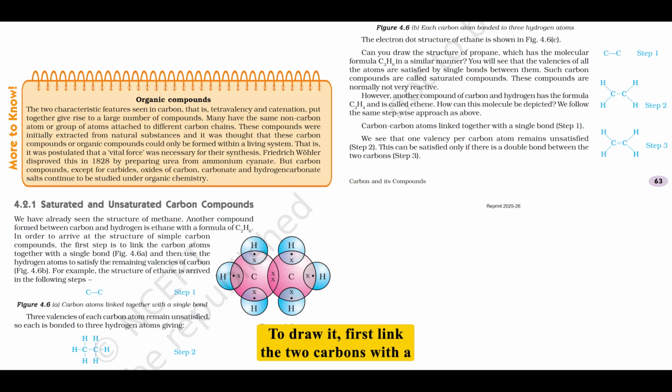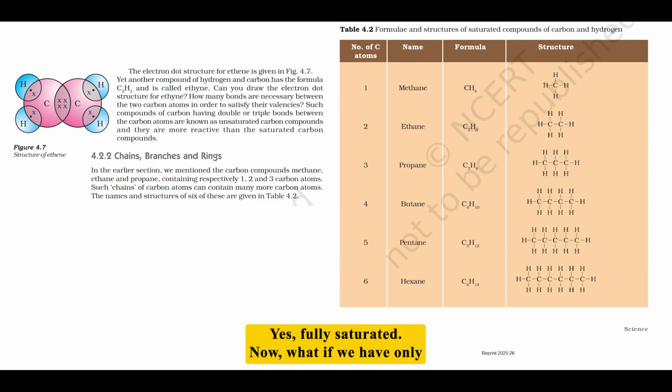To draw it, first link the 2 carbons with a single bond, C-C. Right. Each carbon needs 4 bonds total. It's already got 1 bond to the other carbon. So how many more does each need? 3 more bonds each. Correct. And we have 6 hydrogens available. So we attach 3 hydrogens to each carbon atom. H3C-CH3. All single bonds. So ethane is saturated. Yes, fully saturated.